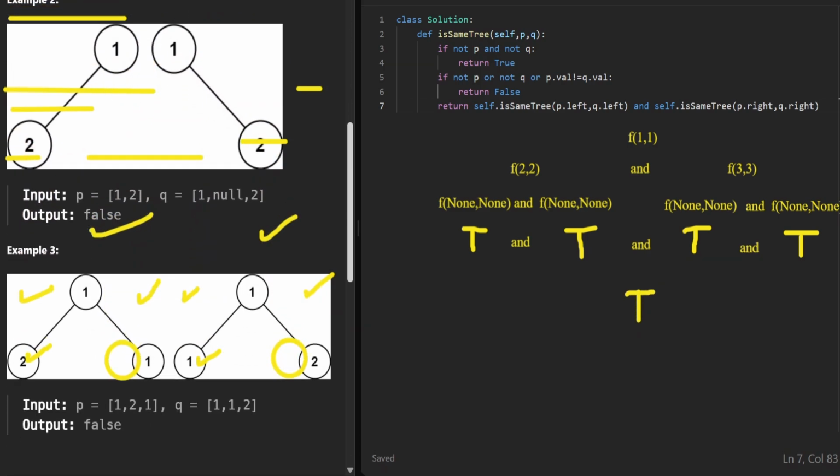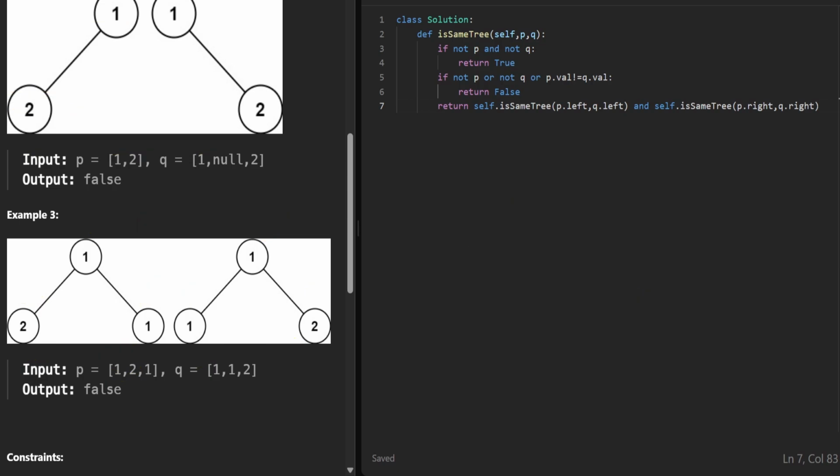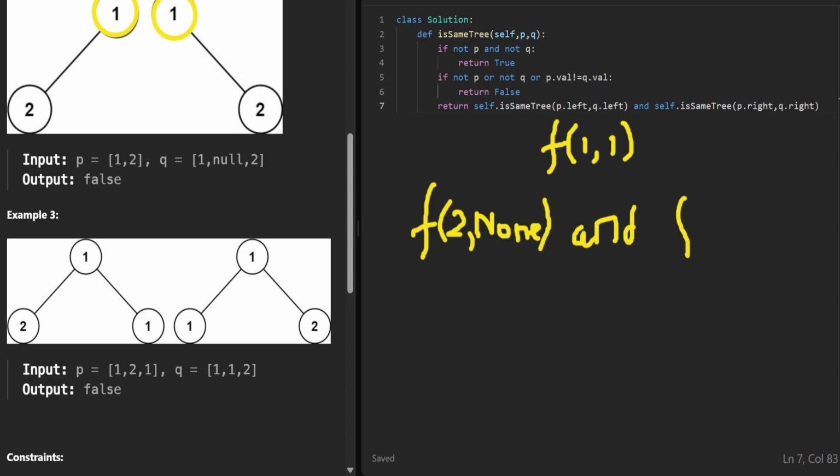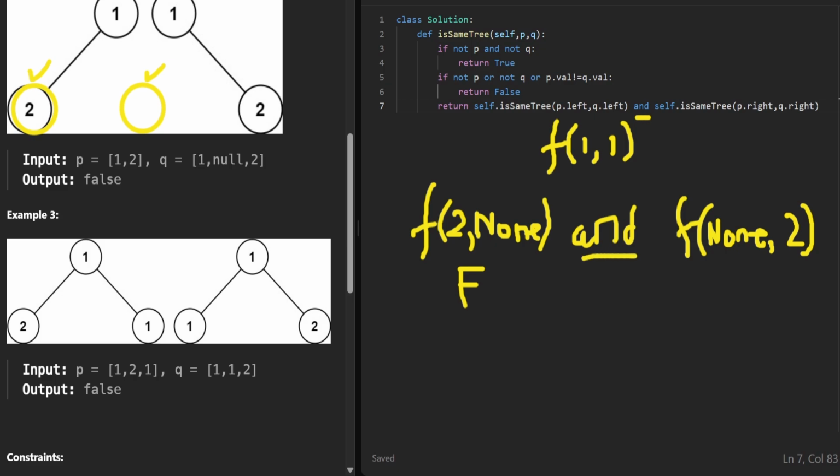Let's take a look at the next example. First, we call SameTree on the two root nodes 1 and 1. Both nodes 1 have the same value, so we continue, checking their left children and their right children. F(2, None) and F(None, 2). F(2, None) will check node 2 and None and return false.